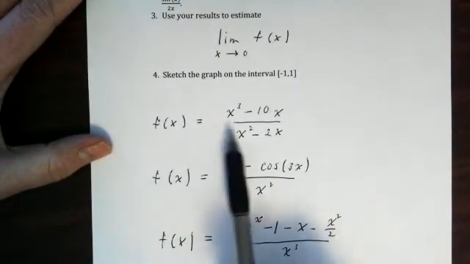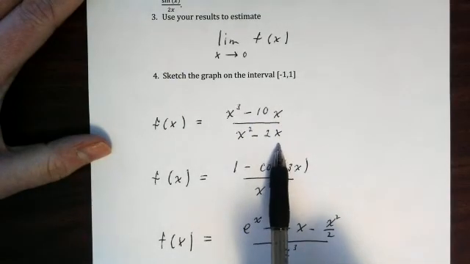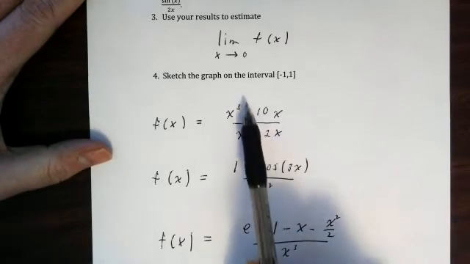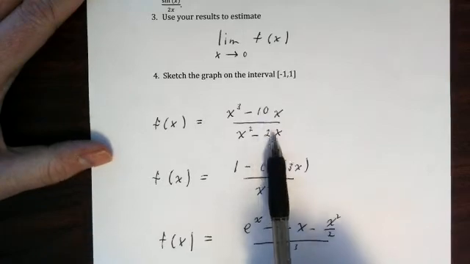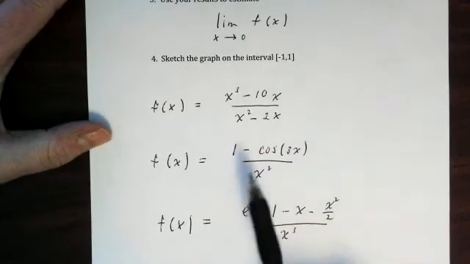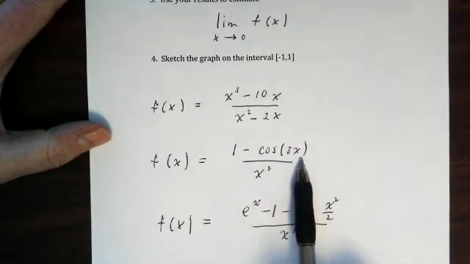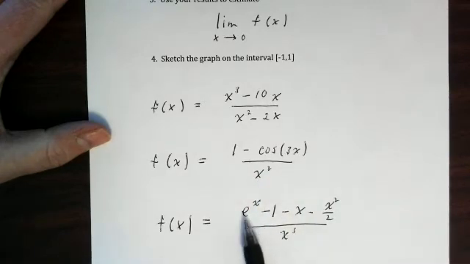So first example, f of x is x to the third minus 10x over x squared minus 2x. Now actually, if we plug 0 in, we can automatically see that we get 0 over 0, which is undefined, but when you graph this function, you'll see that it does not have a vertical asymptote at 0. The next function is 1 minus cosine of the quantity 3x divided by x squared. And the last function is e to the x minus 1 minus x squared over 2 divided by x to the third.